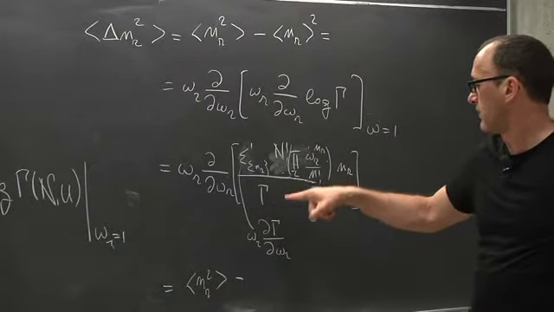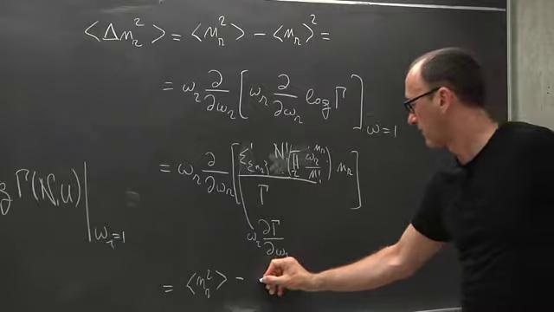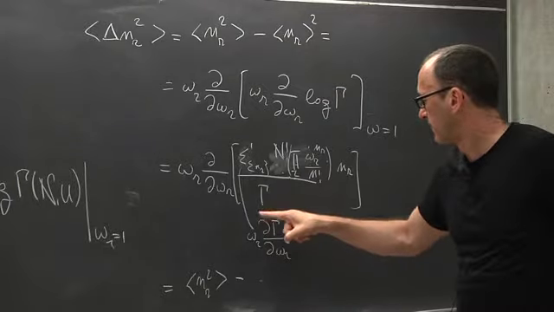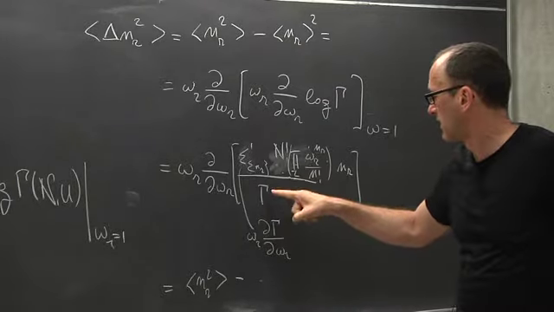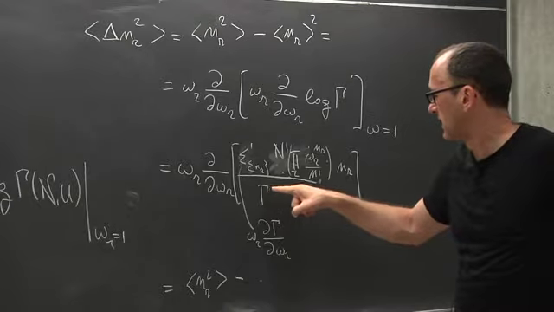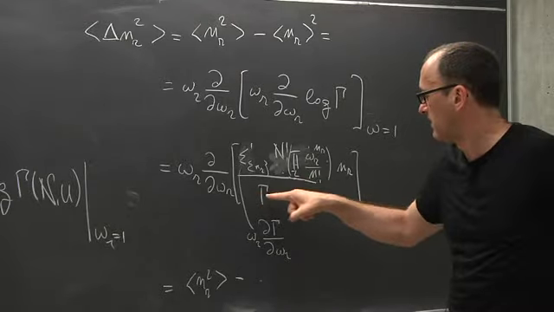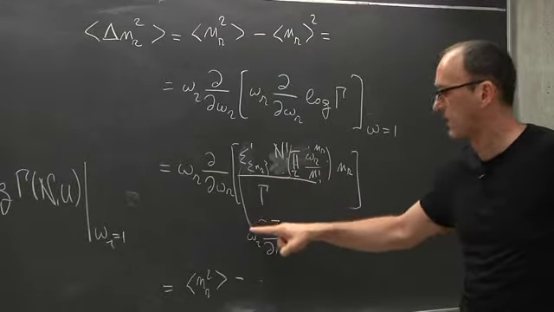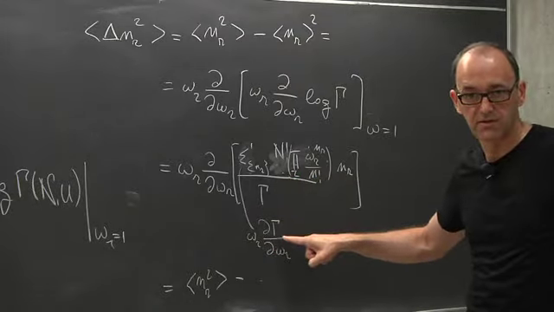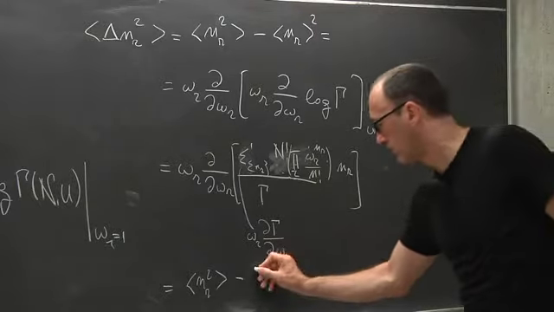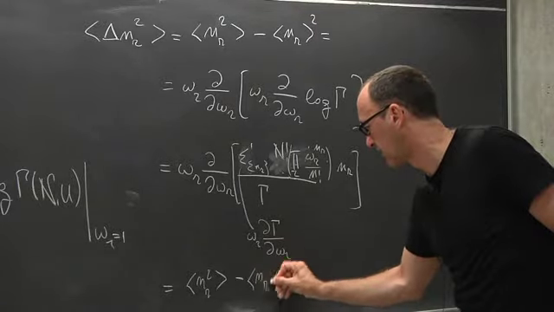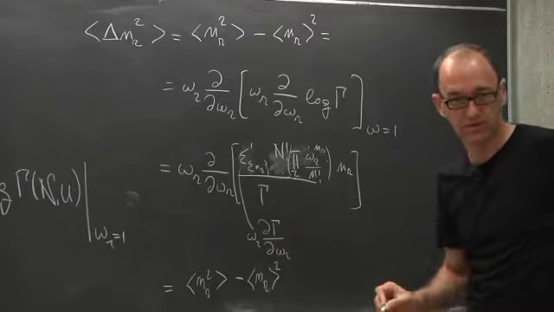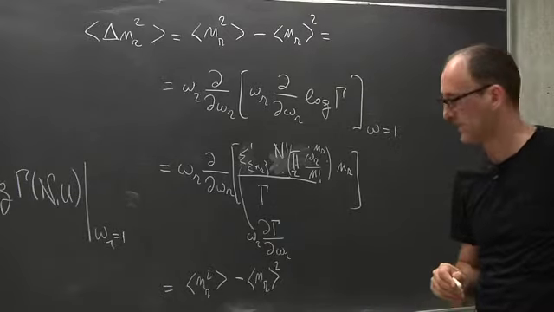And if you take the derivative here, you will have exactly minus gamma squared times another factor like this. Okay? So what you will have is exactly nr average squared. Okay?